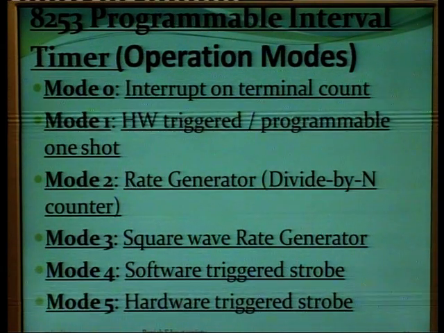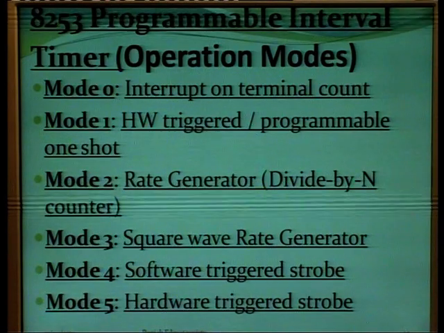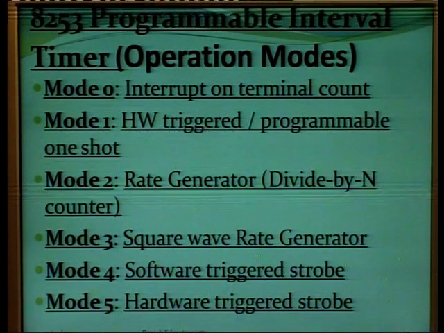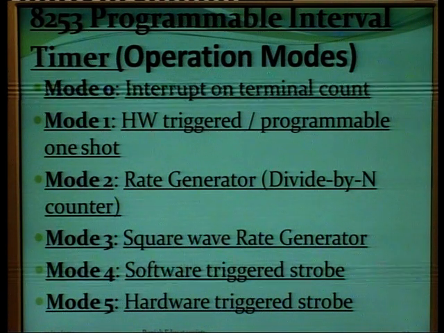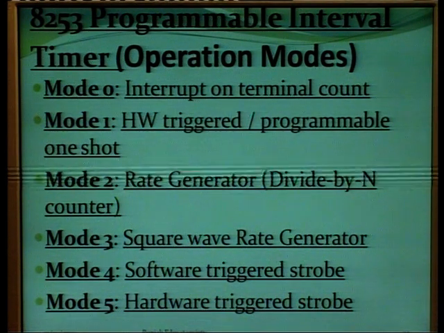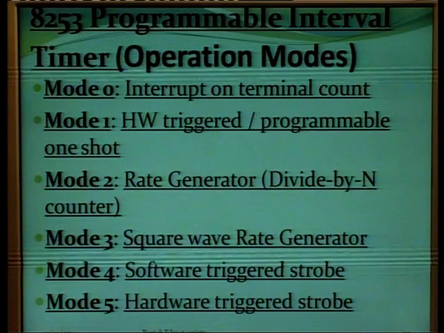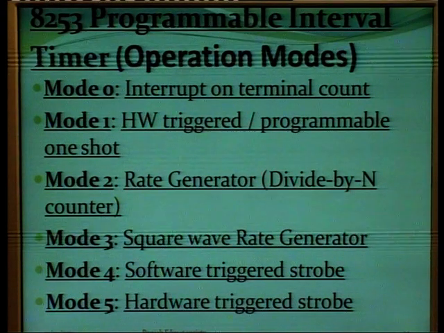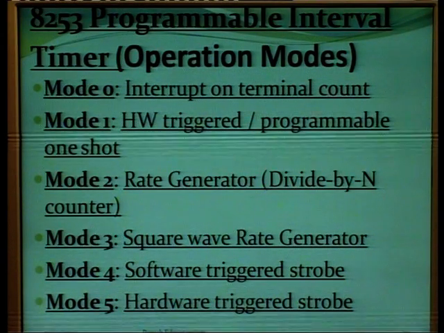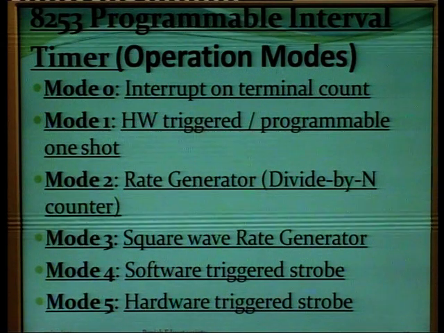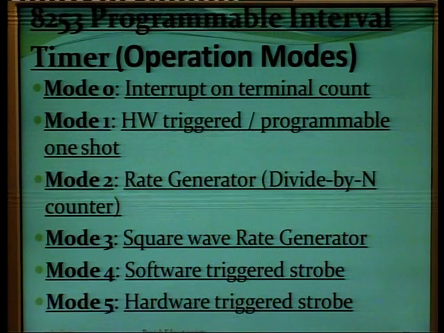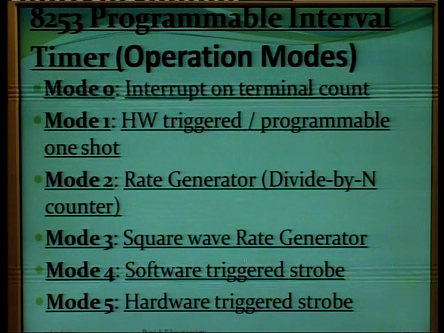It is having 6 operating modes, that is mode 0 is interrupt on terminal count. Mode 1, it is hardware triggered programmable one shot mode. Mode 2, rate generator divide by n counter. Mode 3, square wave rate generator. Mode 4, software triggered strobe. Mode 5, hardware triggered strobe.